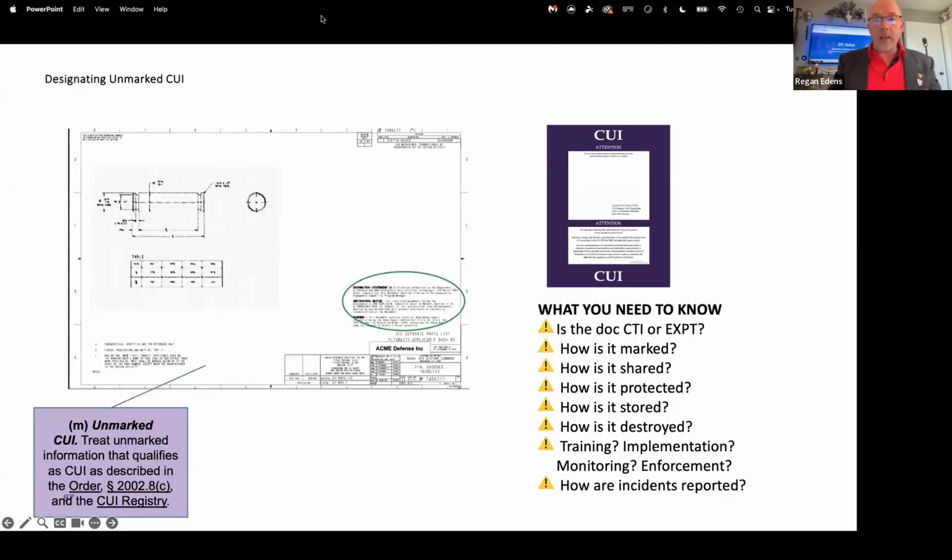What would that look like? We would see this document. We would see the cover sheet. If we can't alter the document, then we would use the alternate marking method with the cover sheet.